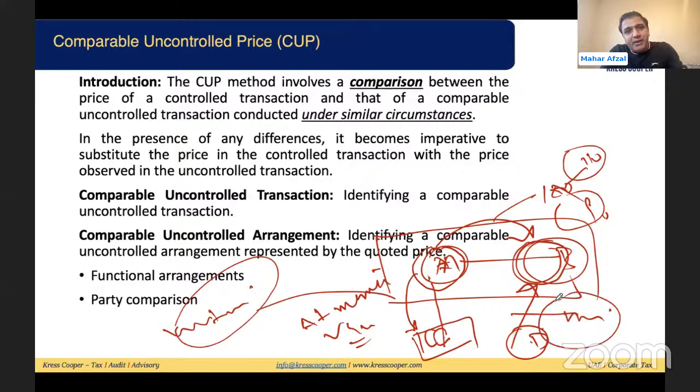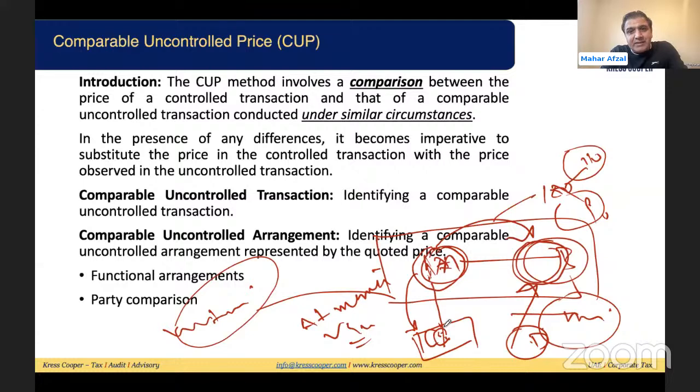So if we are comparing the price of a controlled transaction with the price of an uncontrolled transaction under similar circumstances, this is called the comparable uncontrolled price method of transfer pricing. In simple words, whatever price A is charging to C, principally A would have charged the same price to B as well, because between A and C, this is the uncontrolled transaction. The price will be at the market value. Principally, A would have charged the same price to B as well.